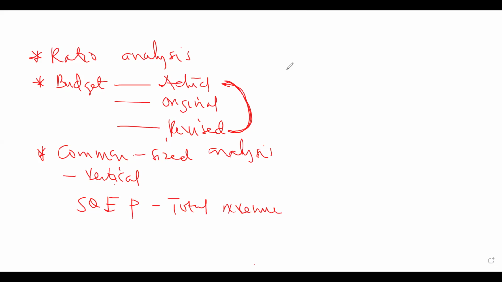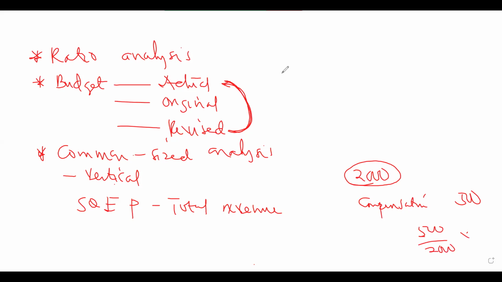So if our total revenue is 2,000 and our compensation for employees is 500, the question is, what portion of our total revenue is the compensation for employees occupying? Or what percentage of our total revenue is being used to cater for the compensation for employees? That is what we do. So we do 500 divided by 2,000 multiplied by 100.